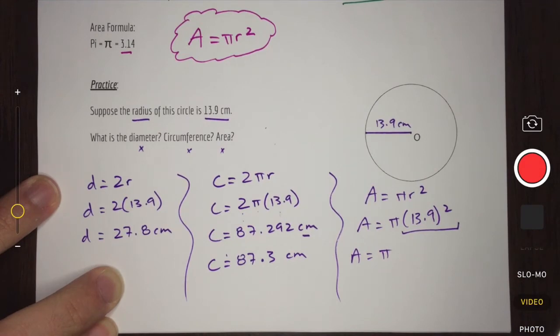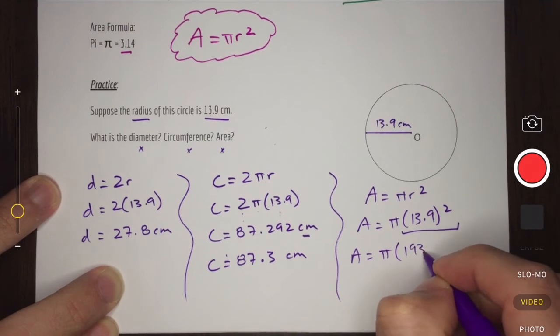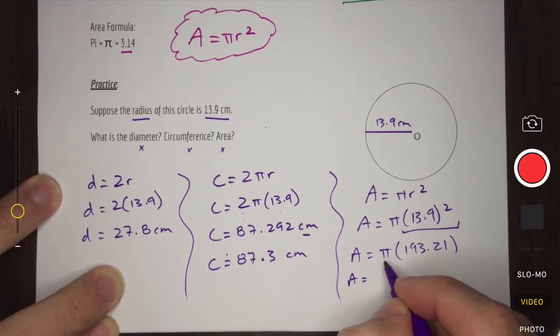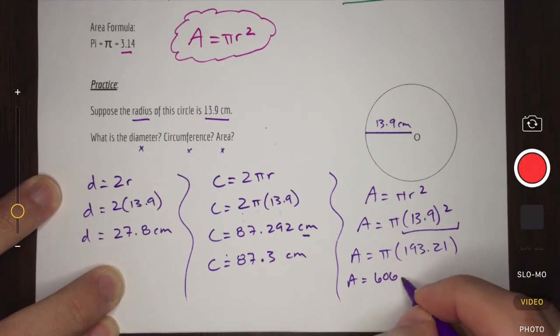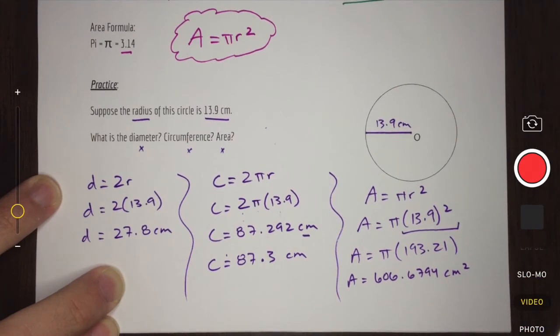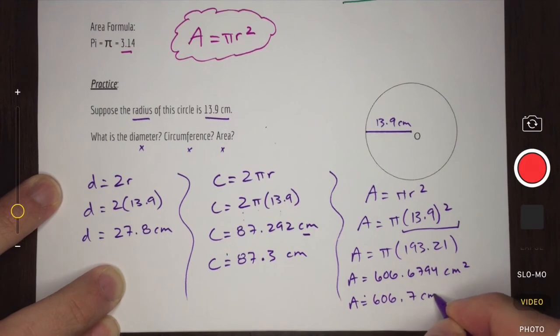When I punch into my calculator 13.9 squared, or if you don't have a scientific calculator, 13.9 times 13.9, I'm going to end up with 193.21. And after I multiply that by the value of pi, which again we're using 3.14, is going to equal 606.6794 centimeters squared. But again, because I'm dealing in centimeters, I do need to make sure that I round back to 1 decimal place. So my final answer for the area of this particular circle is going to be approximately 606.7 centimeters squared.